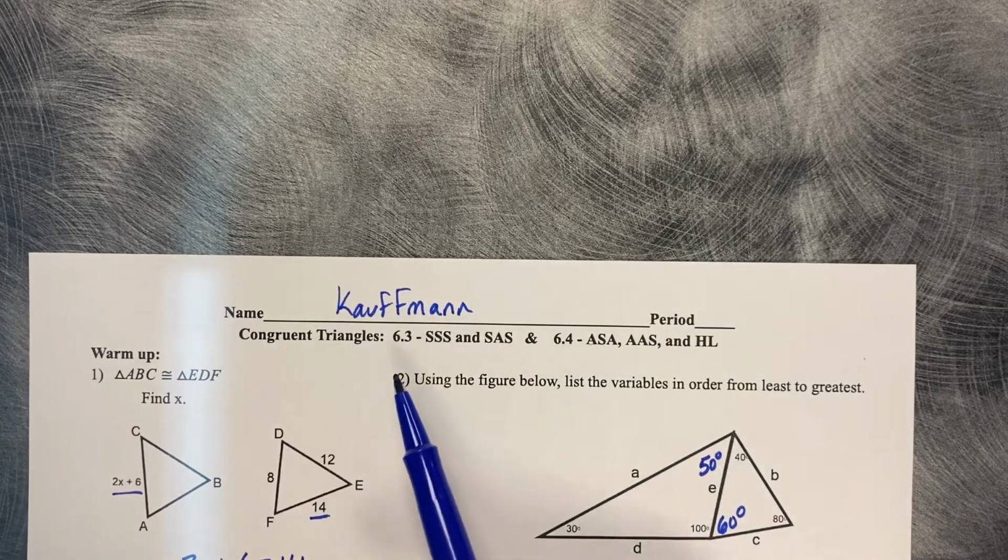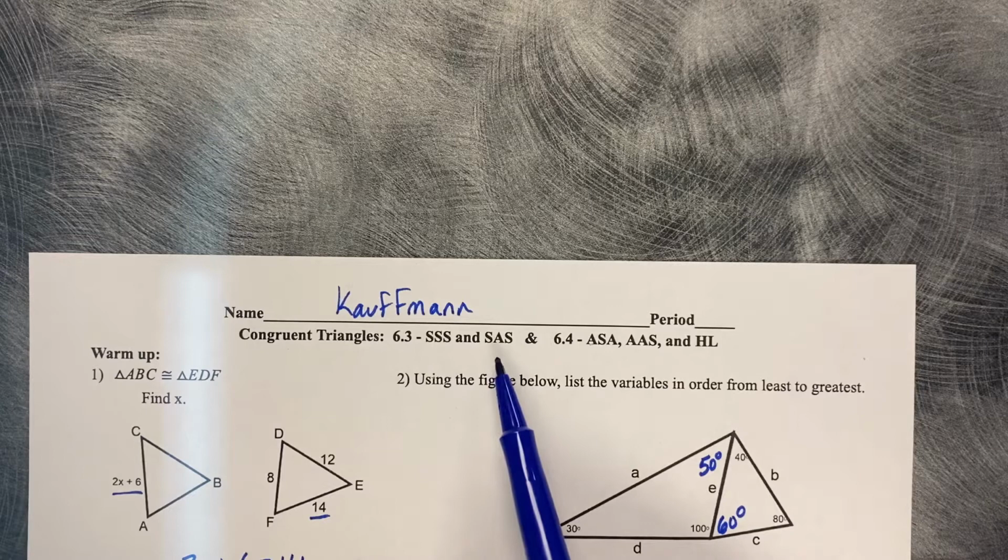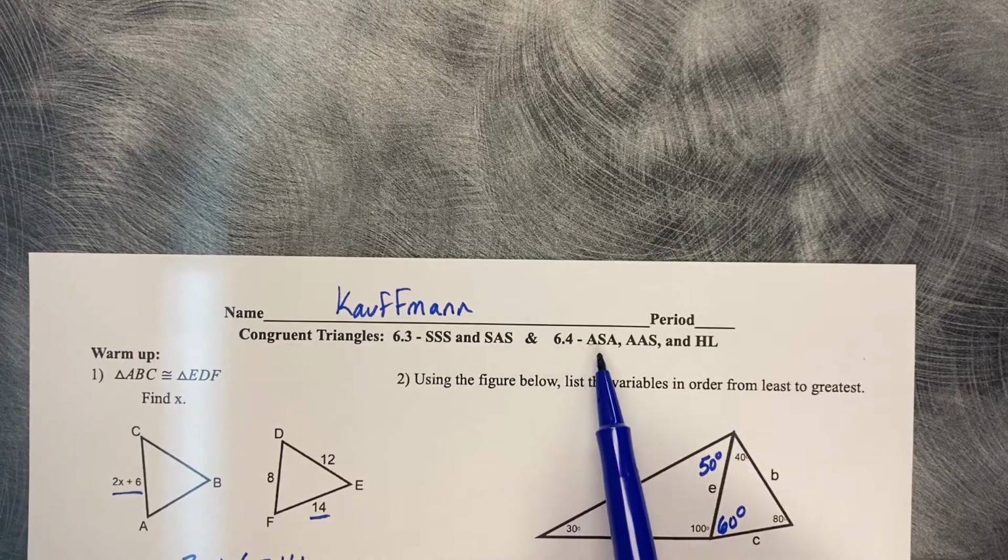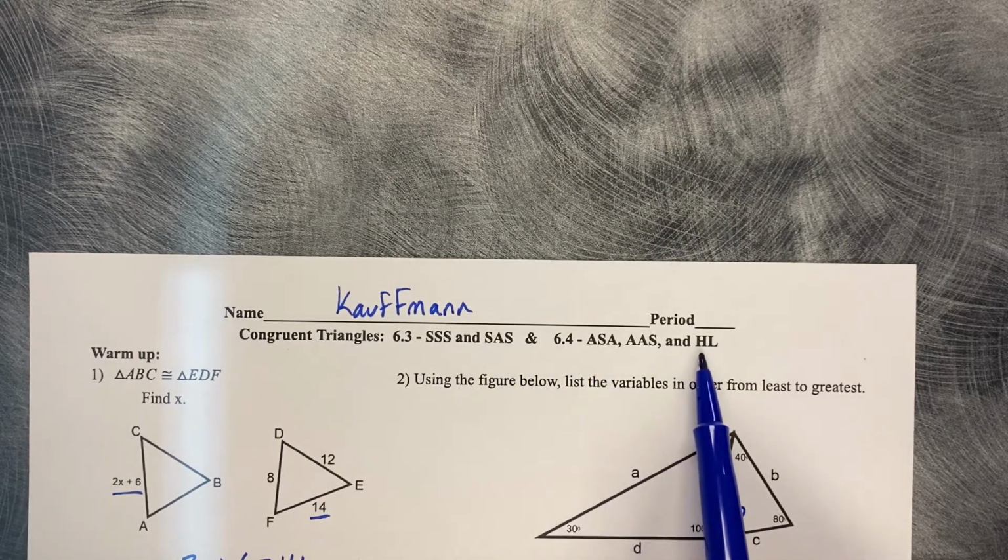Congruent triangles 6.3 SSS and SAS, and 6.4 ASA, AAS, and HL.